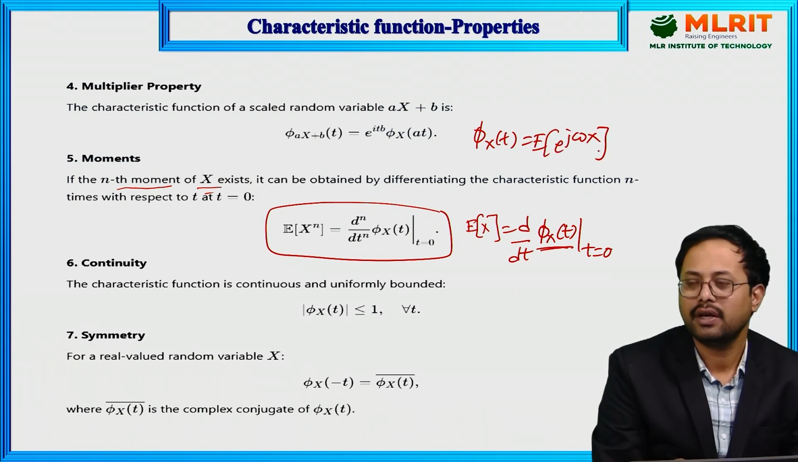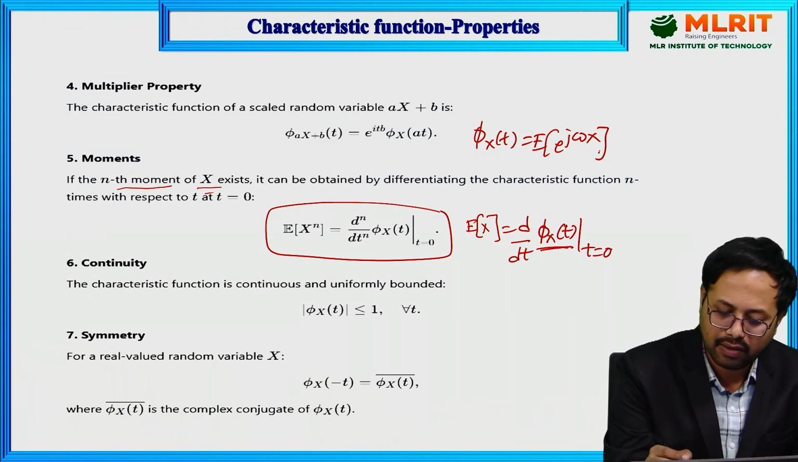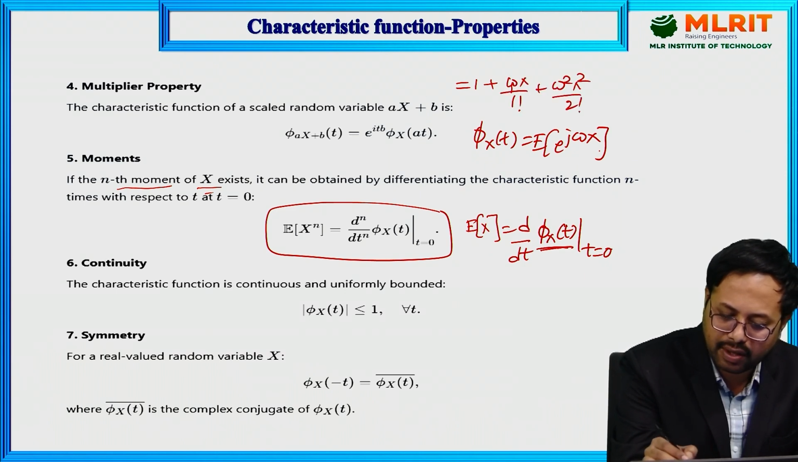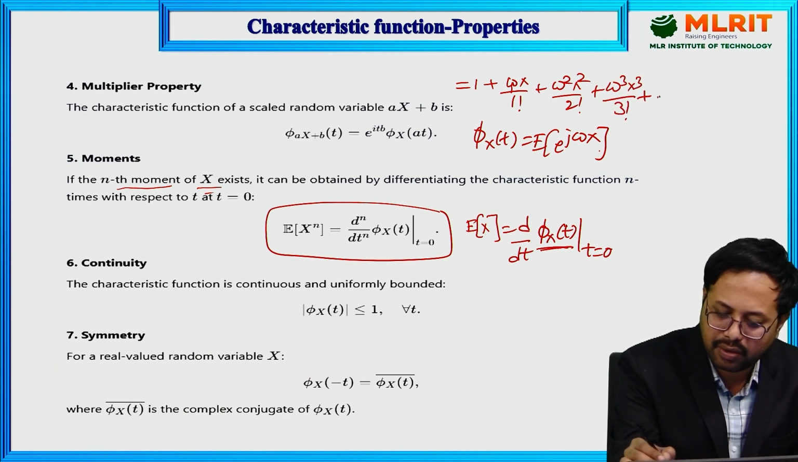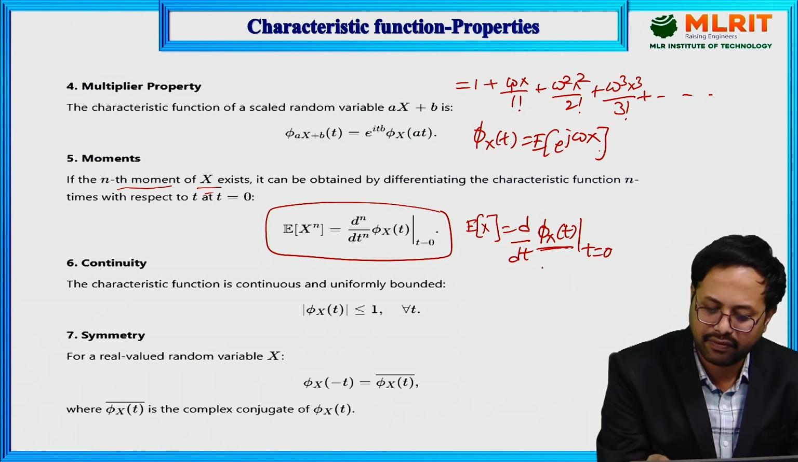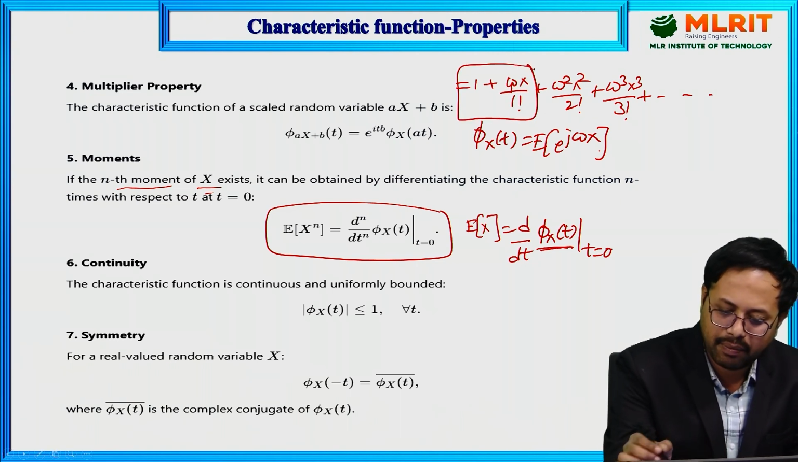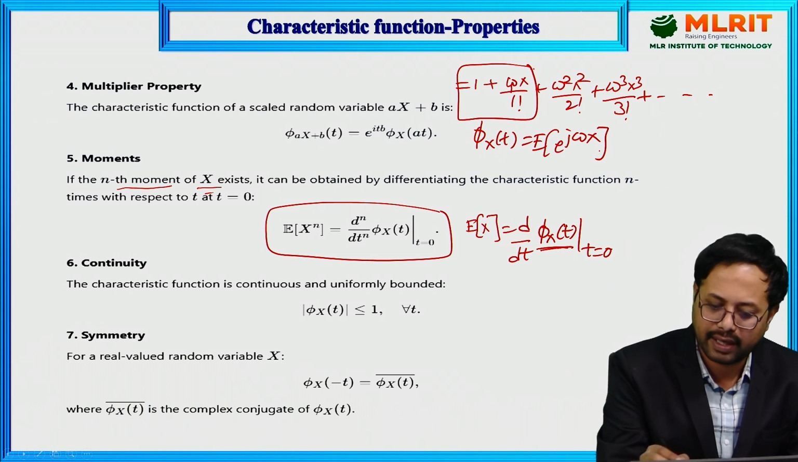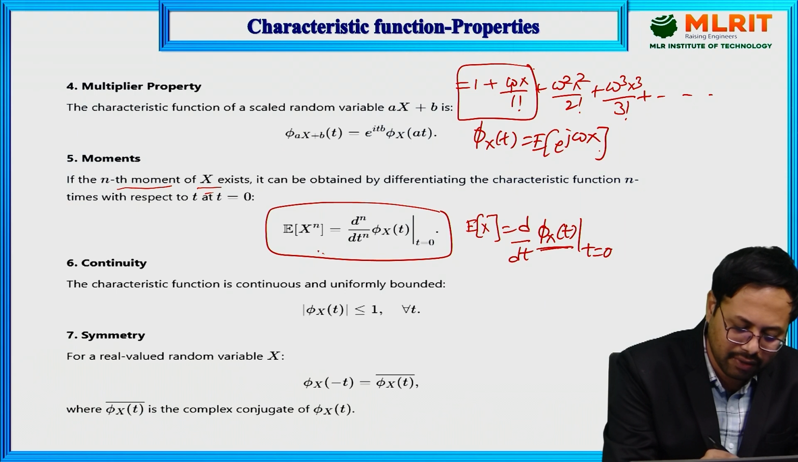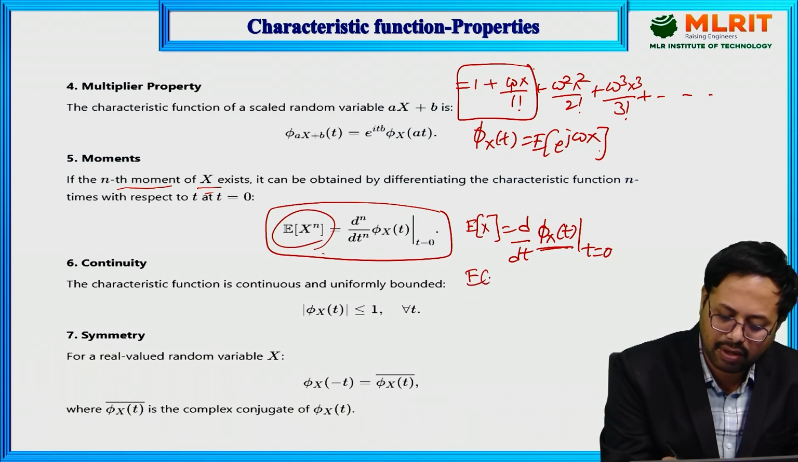Then you go for the expansion of that. What is e power j omega x? It is 1 plus j omega x by 1 factorial, plus omega square x square by 2 factorial, plus omega power 3 x power 3 by 3 factorial, and so on. Then you differentiate it. When you differentiate, only the first-order term is left and the remaining part will be 0. You substitute that, and the coefficient represents the expectation of x.